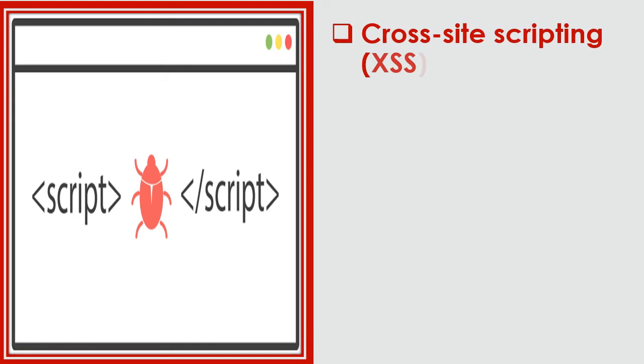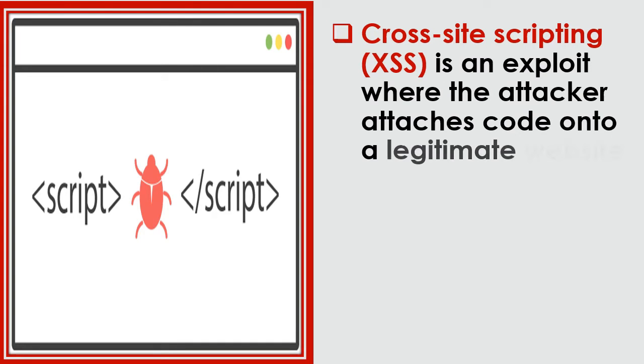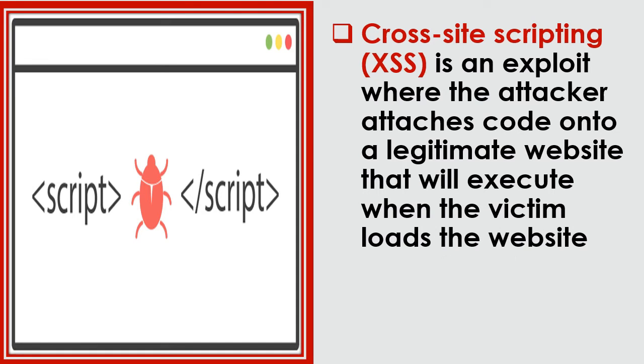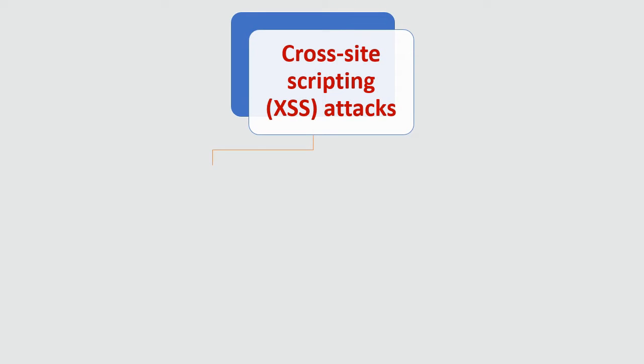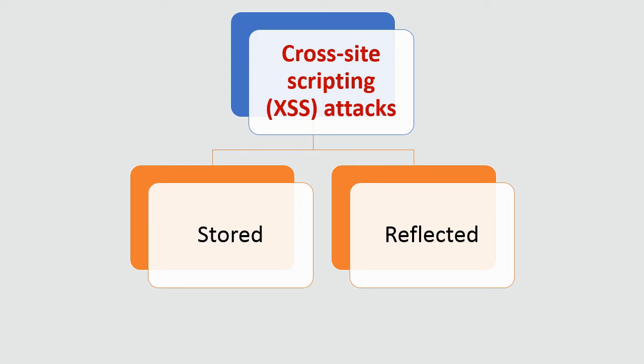Cross-site scripting, XSS, is an exploit where the attacker attaches code onto a legitimate website that will execute when the victim loads the website. Cross-site scripting, XSS, attacks can generally be categorized into two categories, stored and reflected.